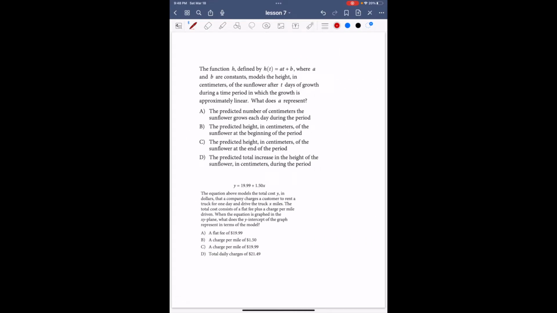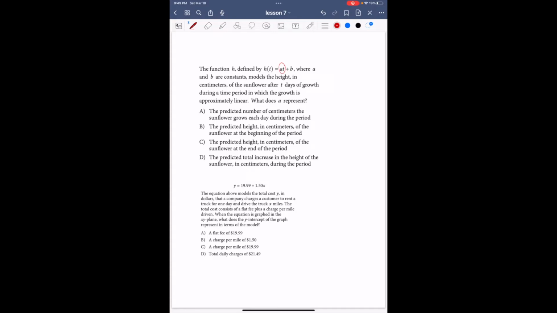Function h, h of t equals at plus b, where a and b are constants, models the height in centimeters of a sunflower after t days of growth during a time period in which the growth is approximately linear. What does a represent? Well, first, a is the slope, so that should be the increase in y for every 1 unit increase in x. Well, that would be the increase in height for every, what's t? For every 1 day increase, or every 1 day that it is allowed to grow.